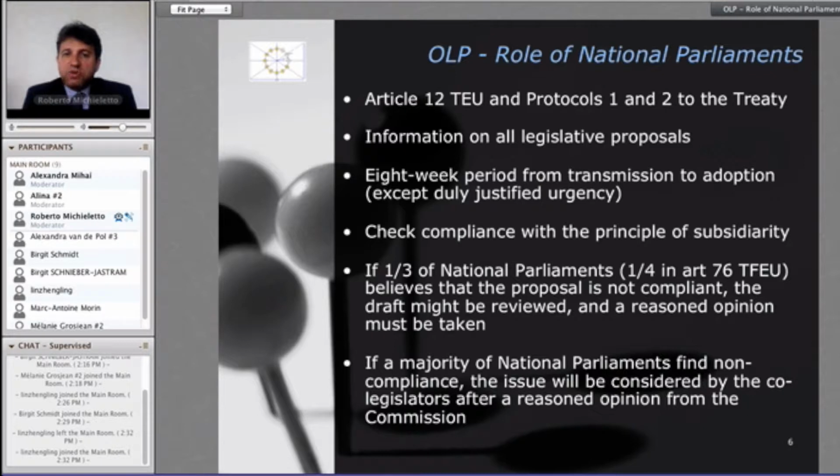So the Commission has to answer to them. This is affecting the principle of subsidiarity. This is affecting our power, our competence. So you have to revise the proposal.